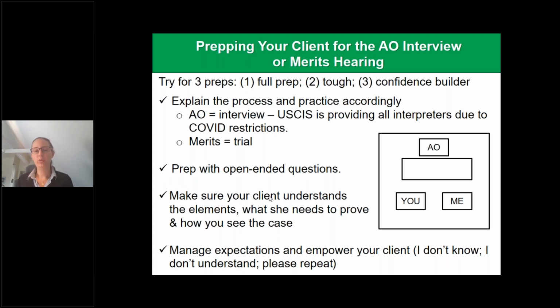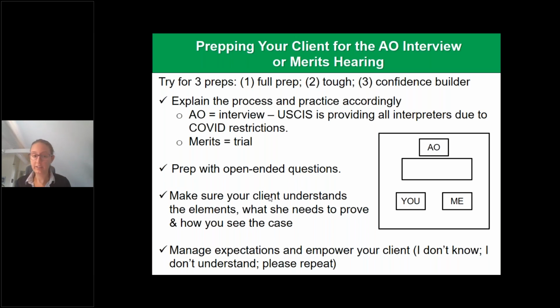At immigration court, the merits hearing really looks like a trial. Your client has to get on the witness stand. You have to do a direct exam. The government examines them, and then you will make closing statements. So you're going to want to explain that process to your client. One important thing to note is that at the asylum office, formerly you had to bring your own interpreter for your client if they required one. Right now, because of COVID concerns, USCIS is providing all interpreters.